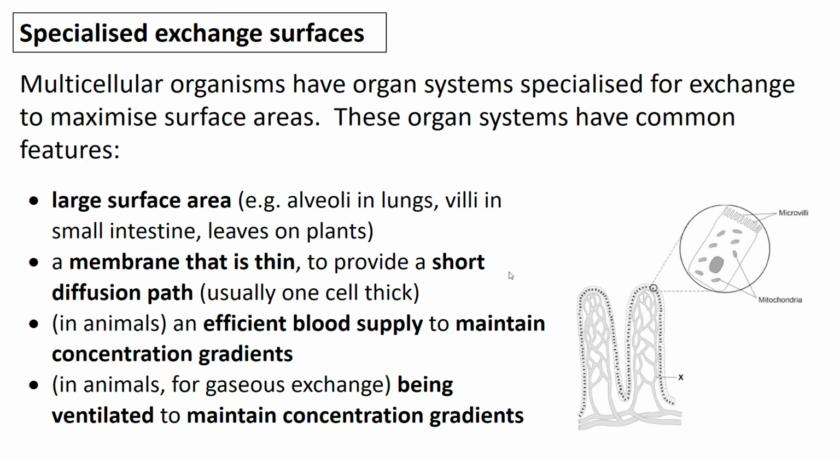They have features of a thin membrane that is usually 1 cell thick. That provides a very short diffusion path, or a very short pathway for these molecules to move through. In animals, you'd want a really good blood supply that helps to maintain a concentration gradient. And you'd also want it well ventilated in animals, because that maintains concentration gradients if you're moving gases.